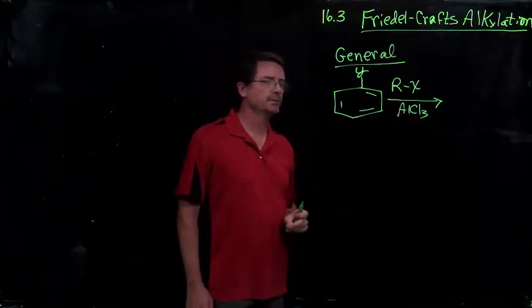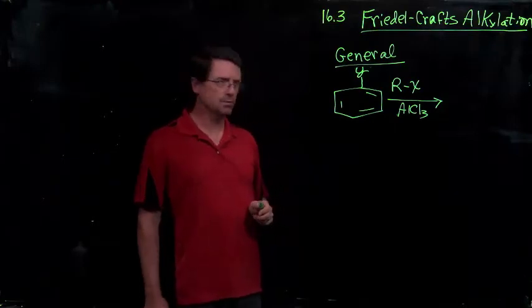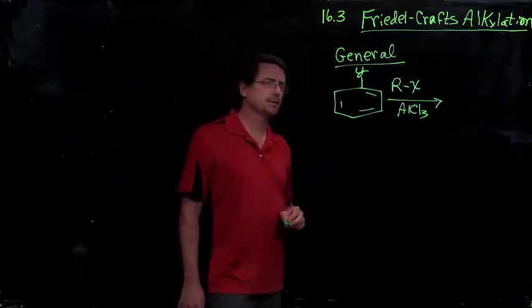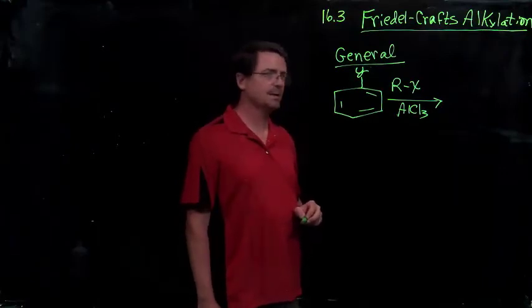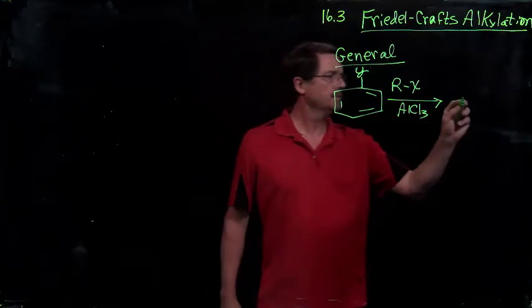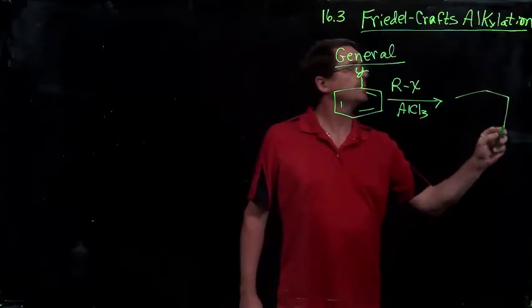Okay, AlCl3. Aluminum trichloride is a strong Lewis acid. Okay, so that's going to get us into Lewis acid, Lewis base interactions, and we'll look at those when we get to the mechanism. This then produces a product.